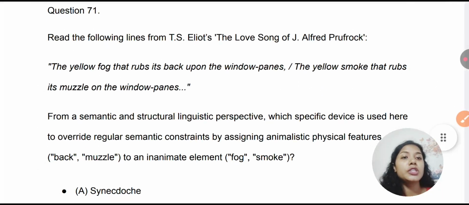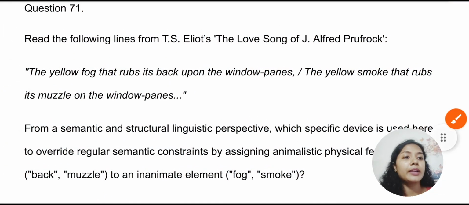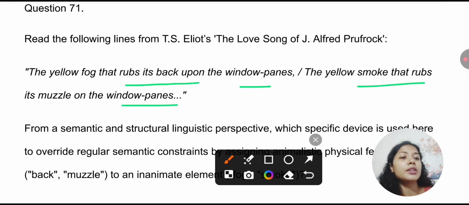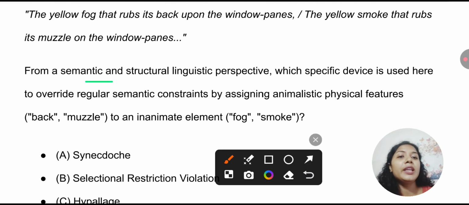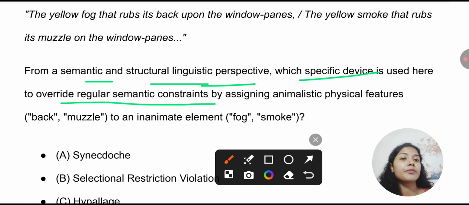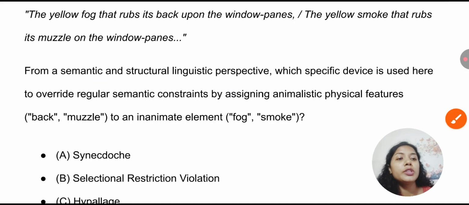अब इस टाइप का क्वेश्चन आने लग गया है, सो यू मस्ट प्रैक्टिस नाउ. So you have to read the following lines from T.S. Eliot's The Love Song of J. Alfred Prufrock. The yellow fog that rubs its back upon the window panes, and the yellow smoke that rubs its muzzle on the window panes. So by reading this, from a semantic and structural linguistic perspective, which specific device is used here to override the regular semantic constraints by assigning animalistic physical features? An example is also given here: back, muzzle, to an inanimate element like fog and smoke. See the options.